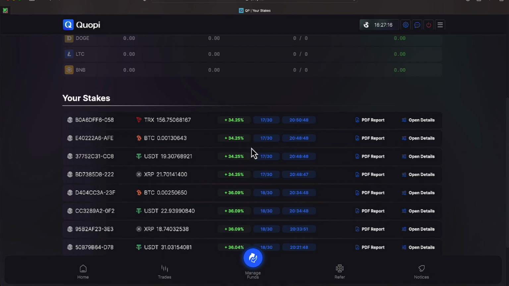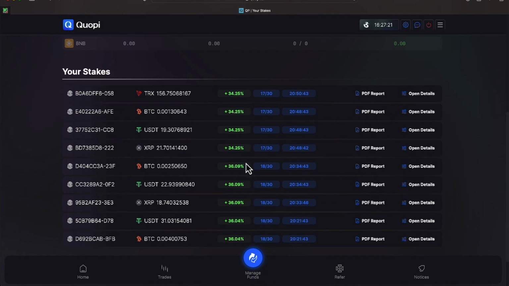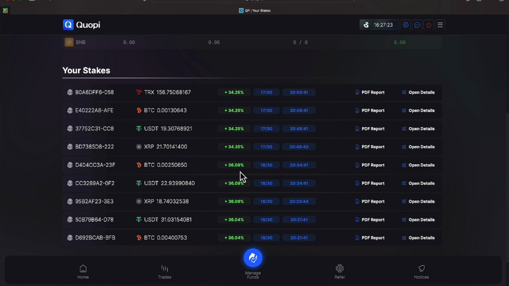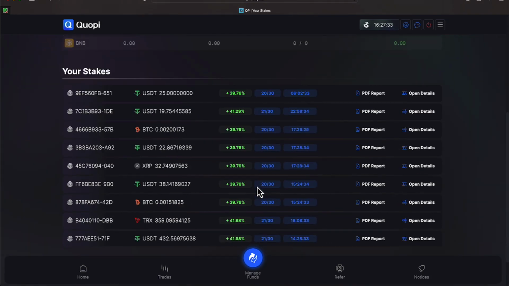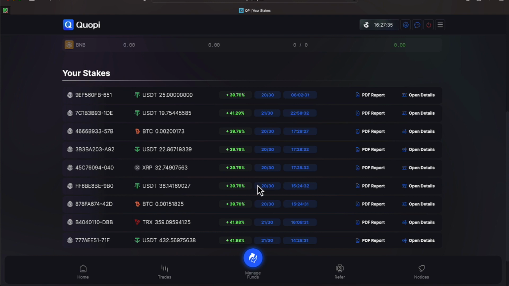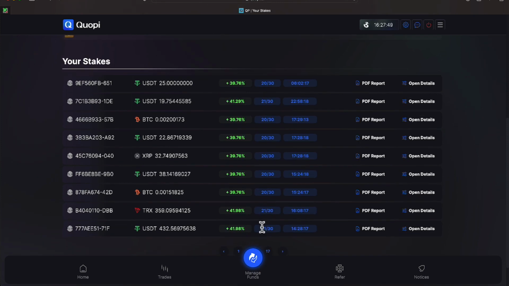All right, everyone. On 17 trading days, Quopi has achieved a 34.25%. And on 18 trading days, Quopi has achieved a 36.09%. We will go ahead and go to the next page where we will pick up with 20. And on 20 trading days, everyone, Quopi has achieved a 39.76%. And on 21 trading days, Quopi has achieved a 41.29%.